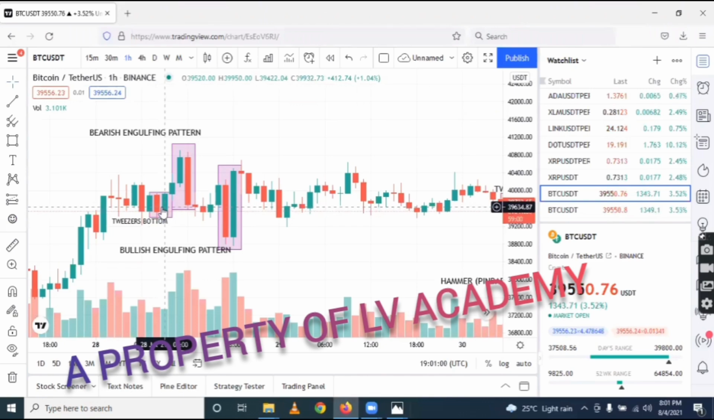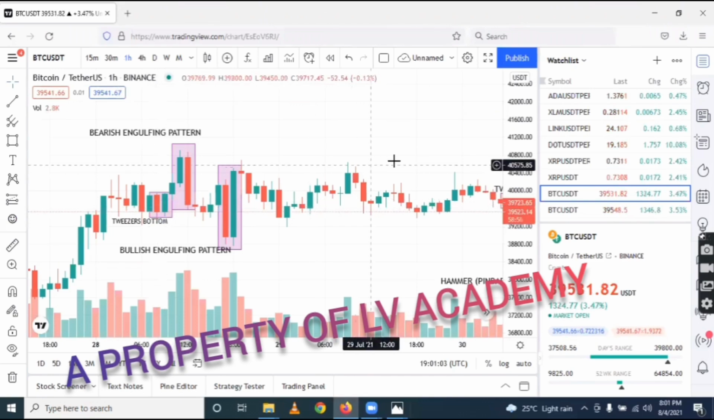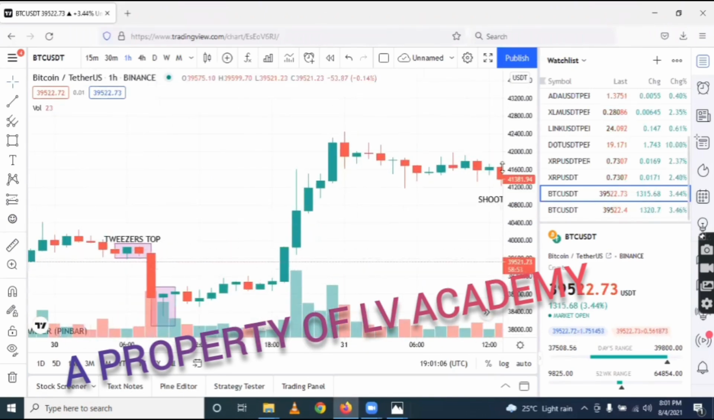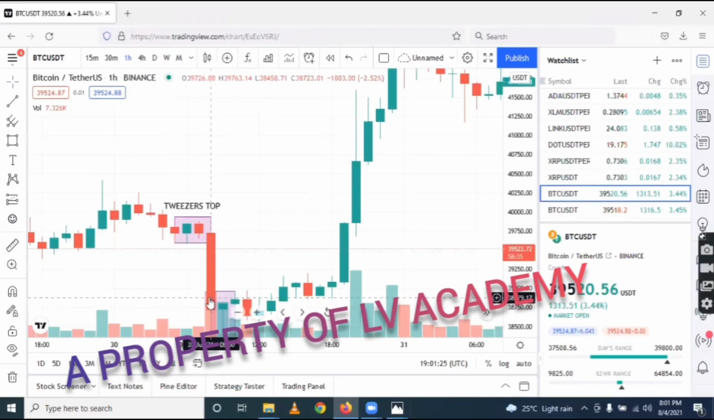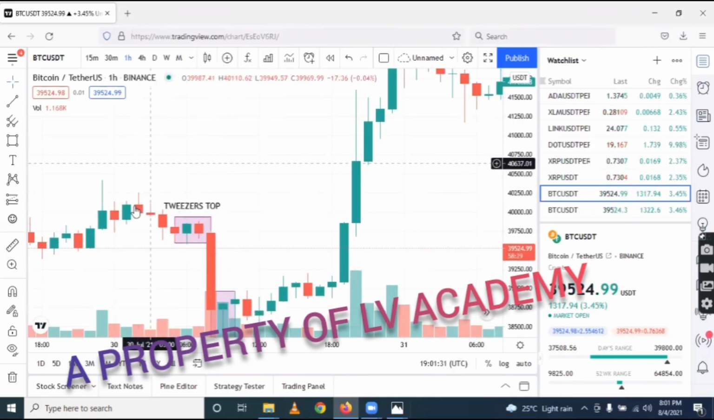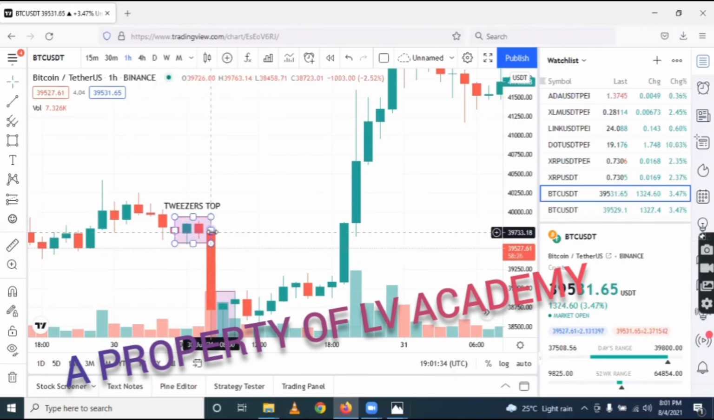The tweezer's top is a bearish reversal pattern. Let me go to the tweezer's top, sorry. As you can see, they are similar. When this pattern is seen in an uptrend, a bearish reversal is likely to occur. As you can see, it happened. The next candle was a very, very big bearish candle because it was found at the top, at a major zone. This pattern is mostly found at the top of an uptrend.